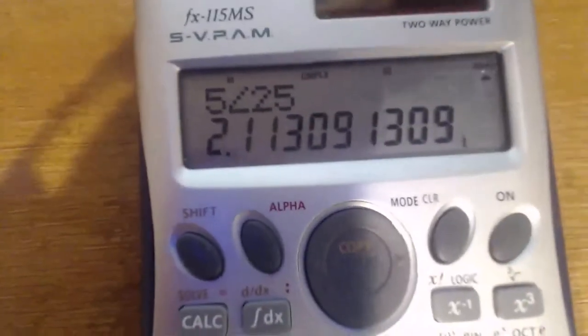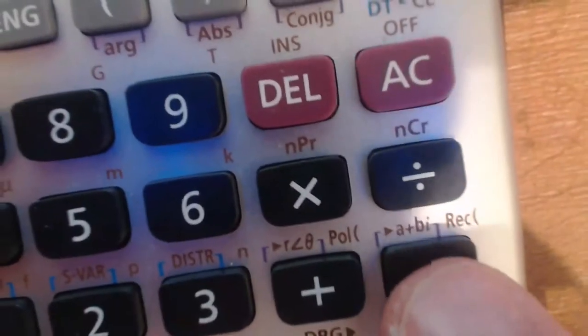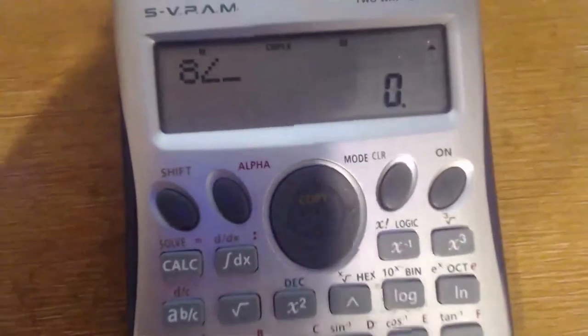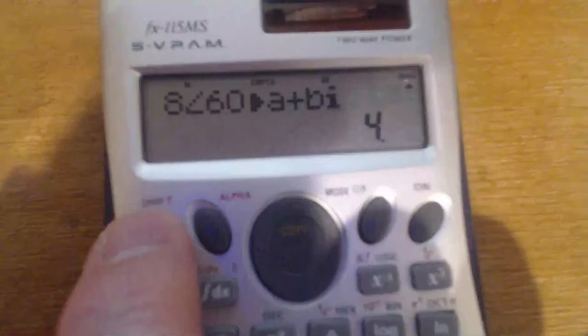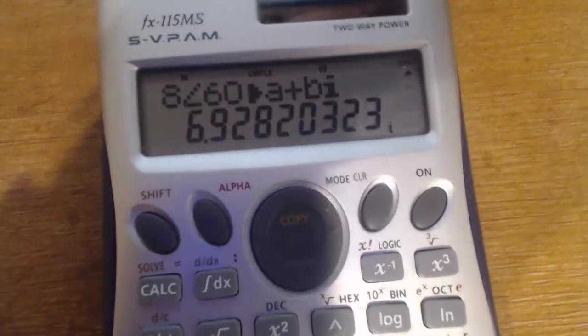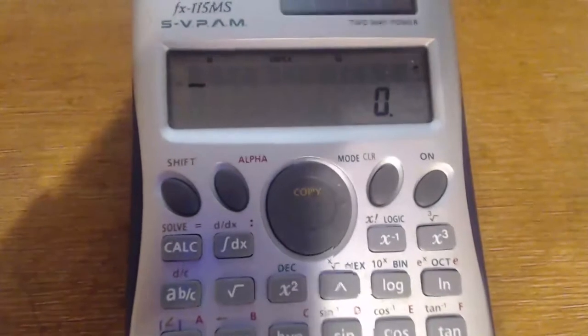Another way you can convert from polar to rectangular form is by using this button down here. This converts a polar form answer to the rectangular form answer. So let's clear again, and let's do now 8 at an angle of 60 degrees. Now instead of pressing equal, I can just do shift to rectangular. So it looks like that here, and then you press equal, and 8 at an angle of 60 degrees is 4 plus j 6.92.